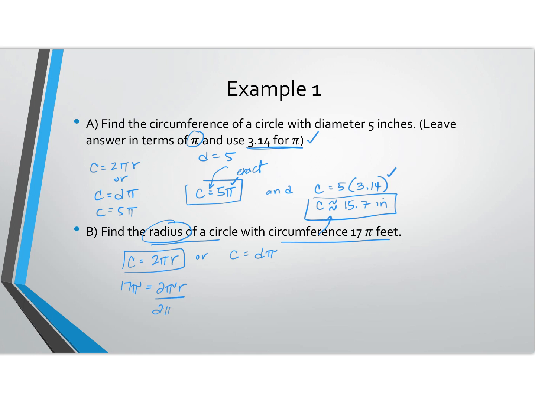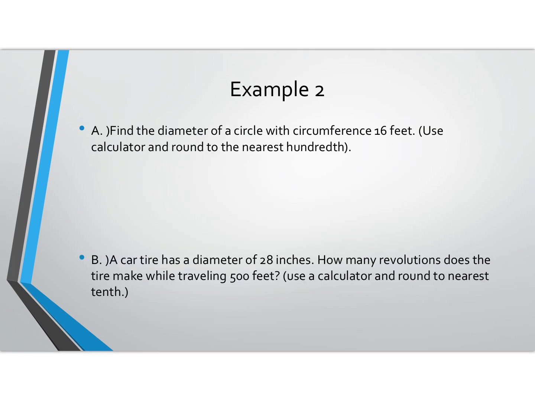And if I divide both sides by 2 pi, I'm going to isolate r, because the 2 and the pi's will cancel. And then on the other side, my pi's will cancel, and I'm going to get that r is 17 over 2, right? Or 8.5. And so I know that my radius is 8.5 inches. We keep going, we keep reading the problems.